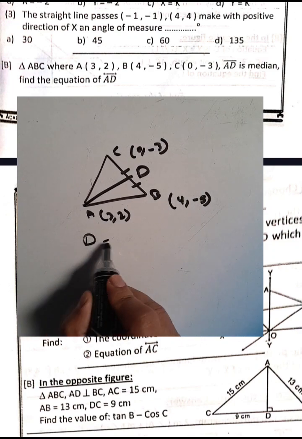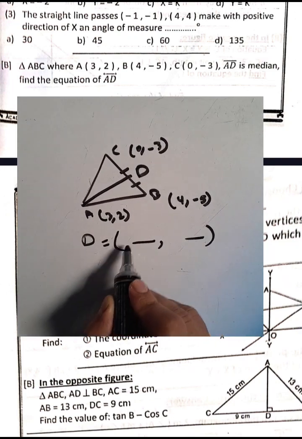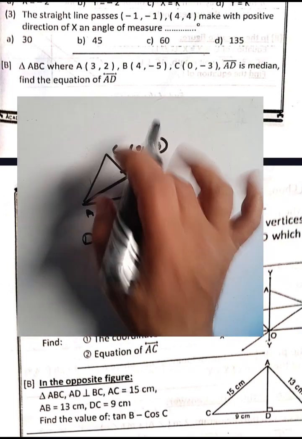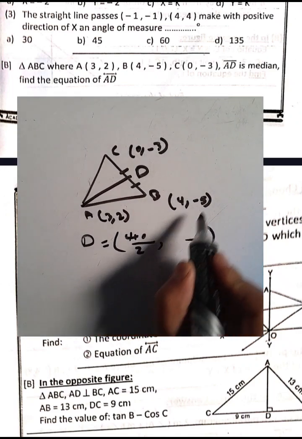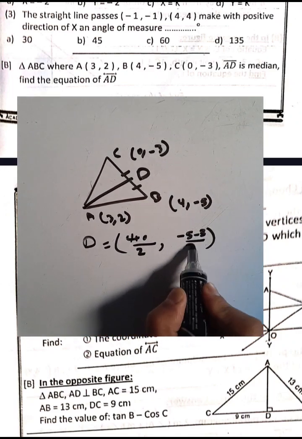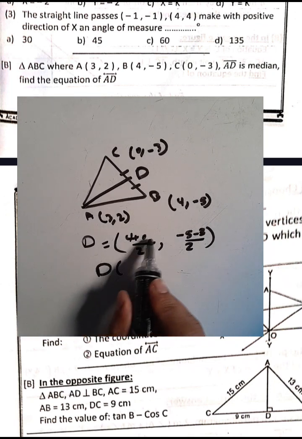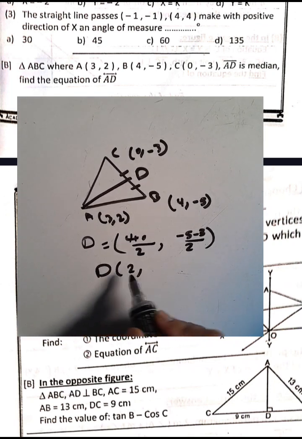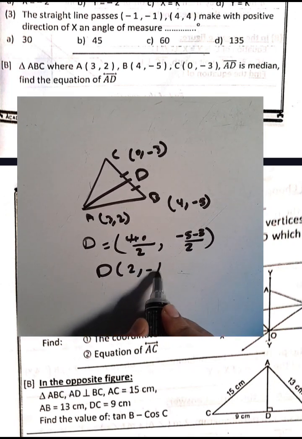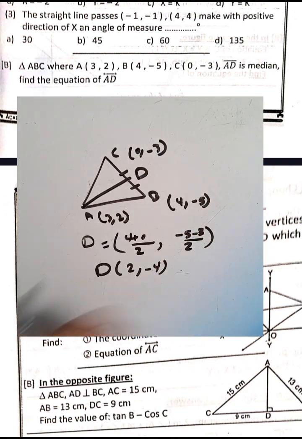Then we can write the coordinates of D. Here D lies in the middle: (4 plus 0) divided by 2 and (negative 5 plus negative 3) over 2. So 4 plus 0, which is 4, divided by 2 equals 2. Negative 5 plus negative 3, which is negative 8, divided by 2, will be negative 4. These are the coordinates of point D.